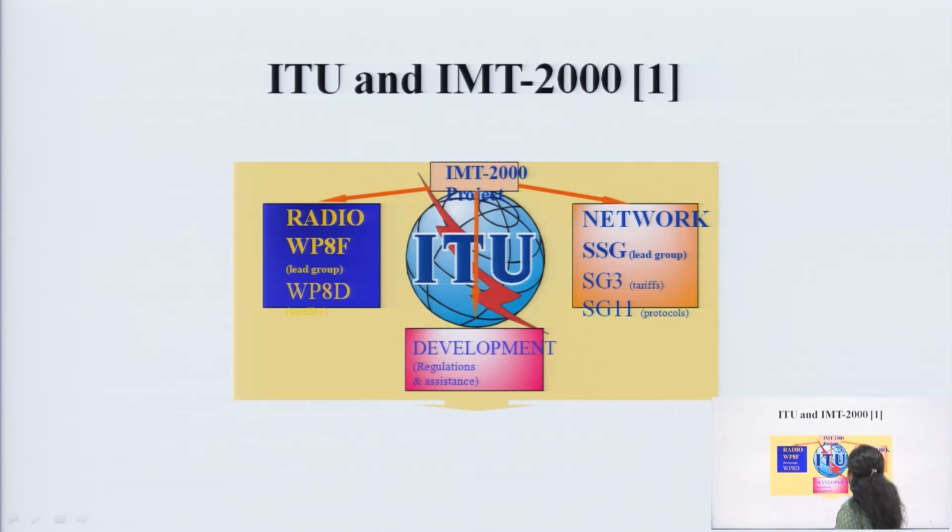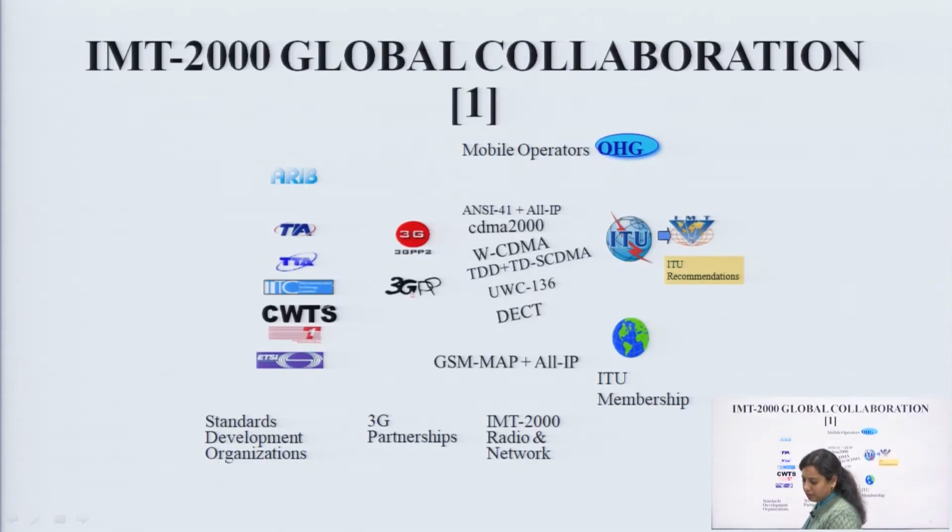This is showing how the IMT-2000 project is connected. Here, development regulations and assistance are there, then the network, that is the SSG lead group. Tariffs are handled by SG3, SG11 is providing the protocols, then the radio WP8F lead group is there. So, these are some of the services that are provided. Then, IMT-2000 global collaboration.